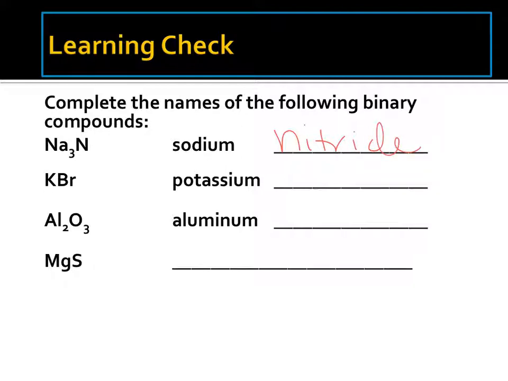Sorry, I lost my stylus, so my handwriting's a little terrible. Potassium, always 1 plus. The ion of bromine is bromide. My D's are weird, sorry. Aluminum, always is +3. The ion of oxygen is oxide.